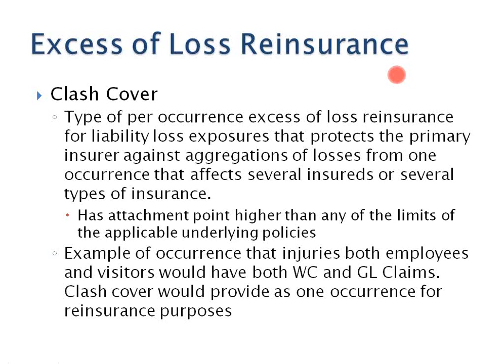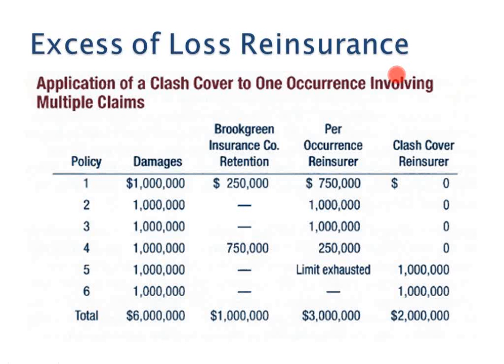So the idea is these policies are clashing. You have multiple policies. It's almost like an umbrella. Kind of think of it that way. All of a sudden, all these things you're aggregating, because typically you're looking at one line of coverage versus another, and this is now combining the two, but it has a higher attachment point when you look at it. And here's an example of what this might look like.